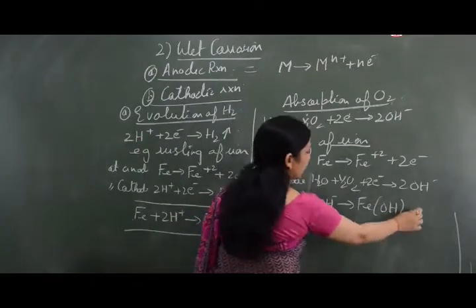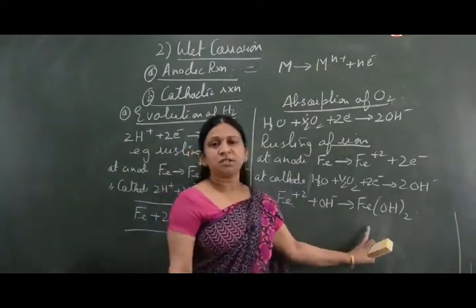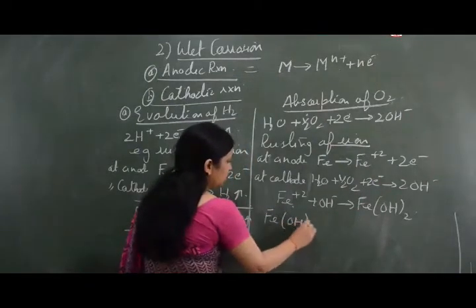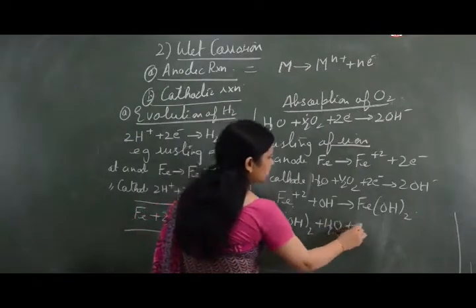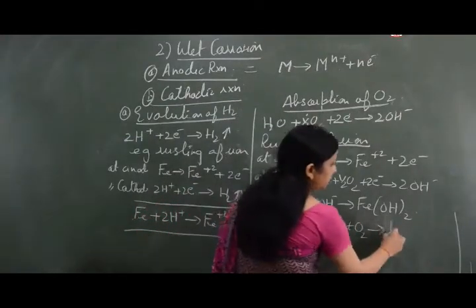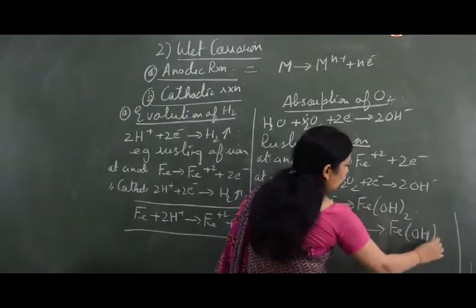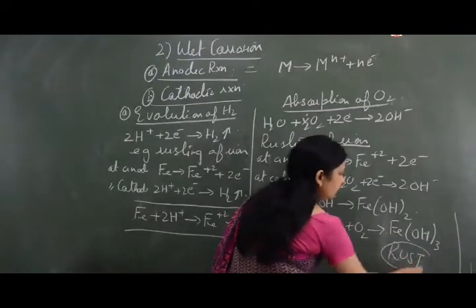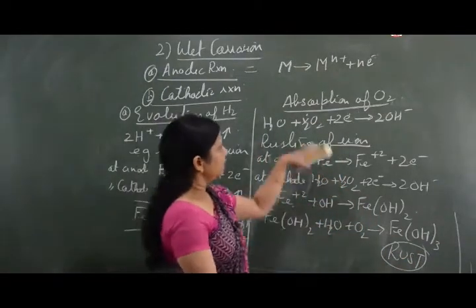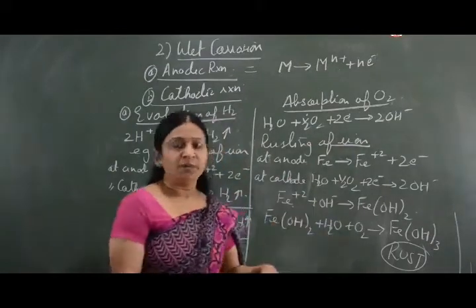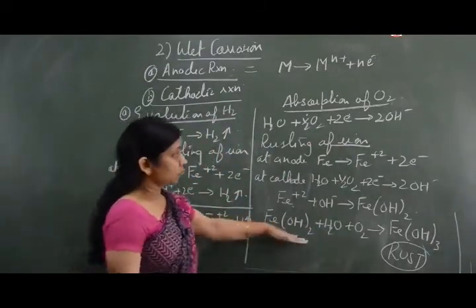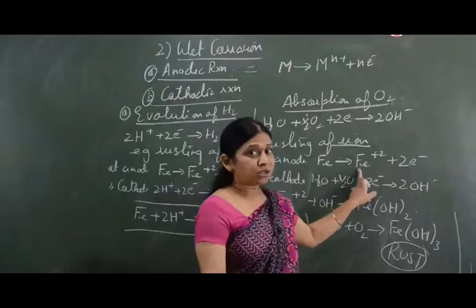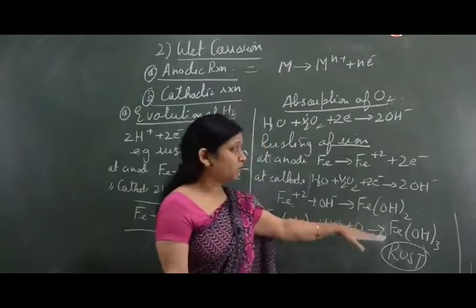Fe(OH)2, ferrous hydroxide, is not stable, so it further undergoes oxidation because water is present and oxygen is present, and we get Fe(OH)3. This is your rust. So this is rusting of iron in neutral medium. If we see this, the process of oxidation takes place at anode, but rust is not formed at anode, rust is formed at cathode.